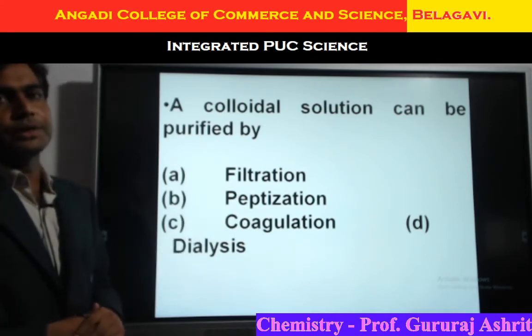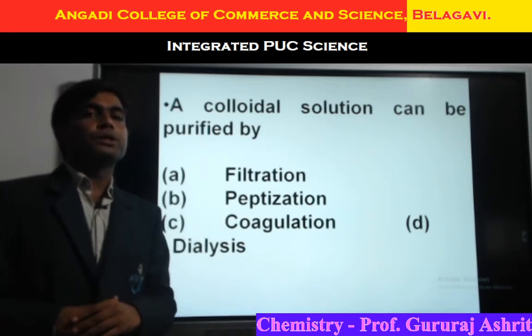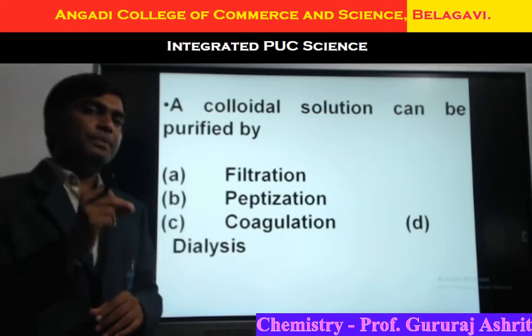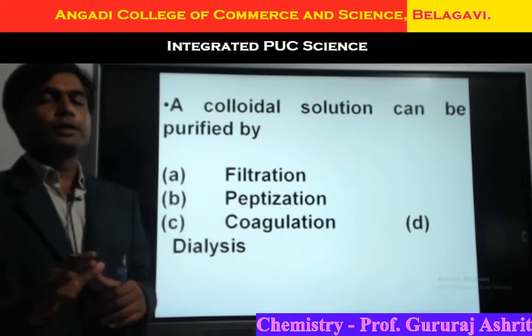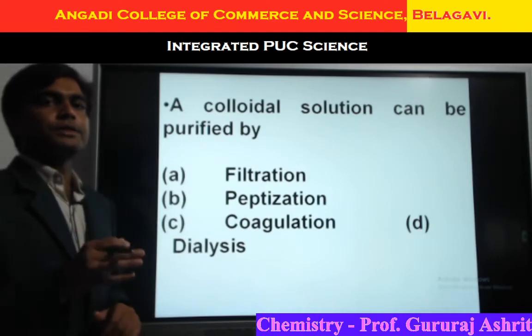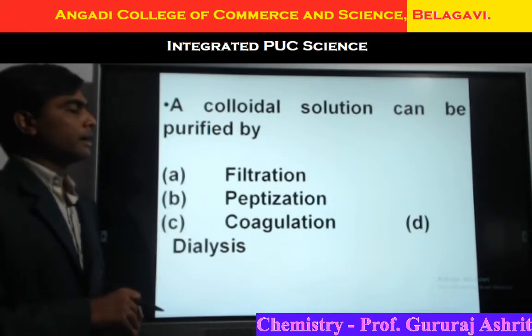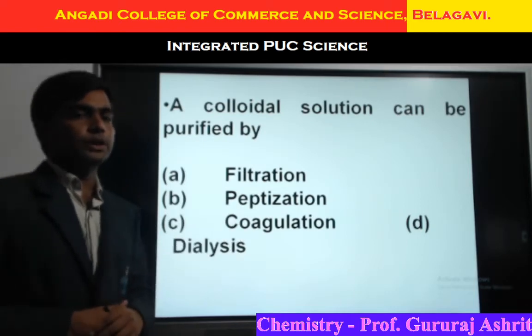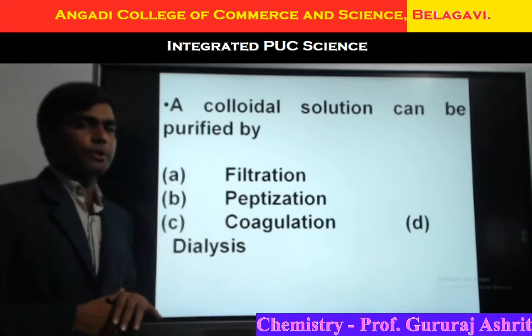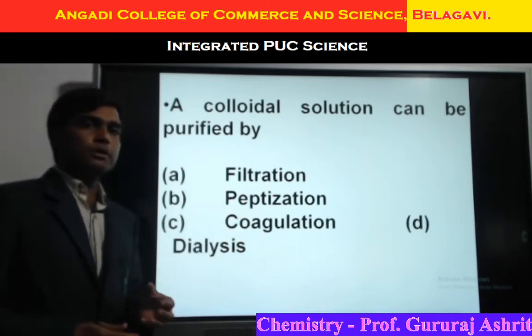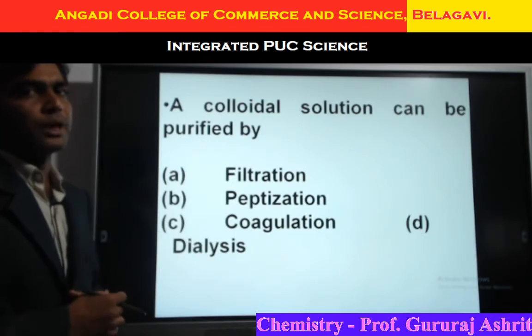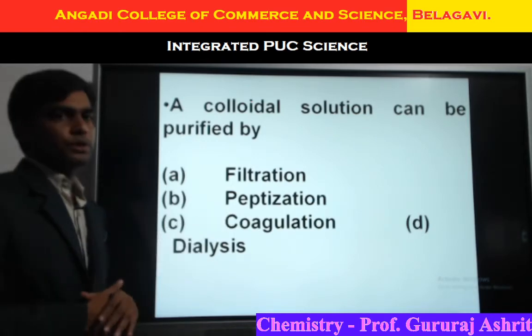Second one, peptization. What do you mean by peptization? Where we are converting the freshly prepared precipitate into colloid. It is not a purification process, it is a conversion of PPT into colloid. And the second option is wrong. And the third one is called coagulation. It is the opposite process of peptization. In coagulation, we are converting colloid into PPT by adding a suitable electrolyte. And the third option is also wrong.